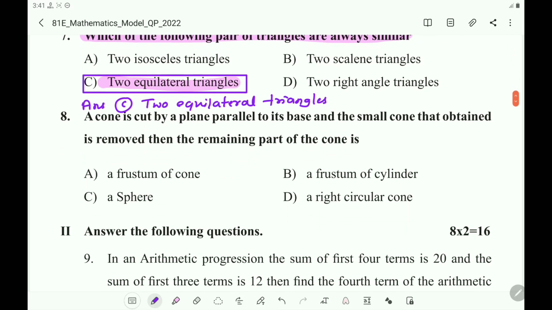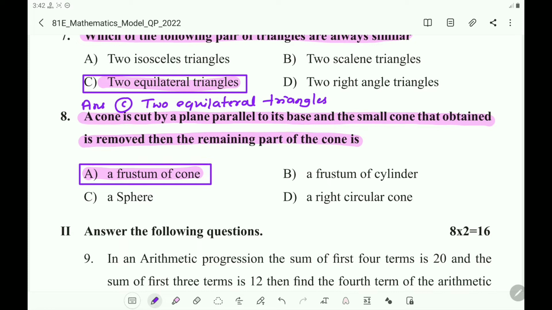Next you take question number 8. A cone is cut by a plane parallel to its base and the small cone part that is obtained is removed, then the remaining part of the cone is. What is the remaining part? You know that the remaining part is called a frustum of cone. So what is the answer? Option A, frustum of cone. So you write answer option A, frustum of cone.